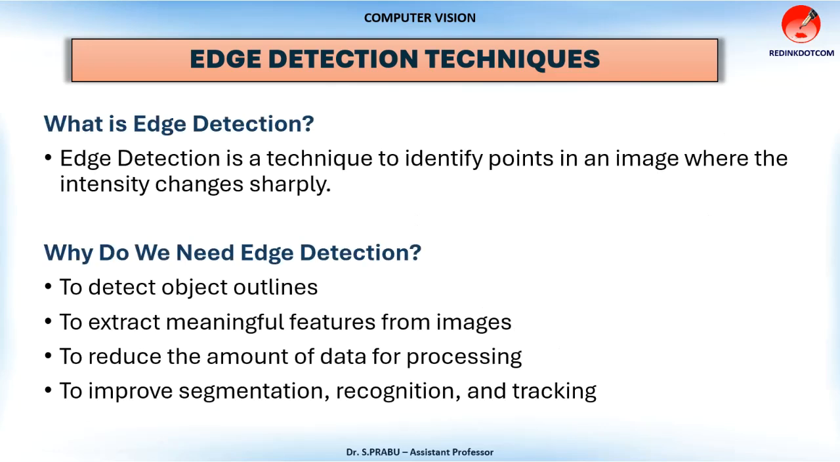Edge detection is a technique used to find points in an image where the brightness changes sharply. These points usually mark the edges of the objects. We use edge detection because it helps us outline the objects, extract meaningful features, and reduce the amount of data we need to process. It also plays a big role in improving tasks like segmentation, recognition, and tracking.